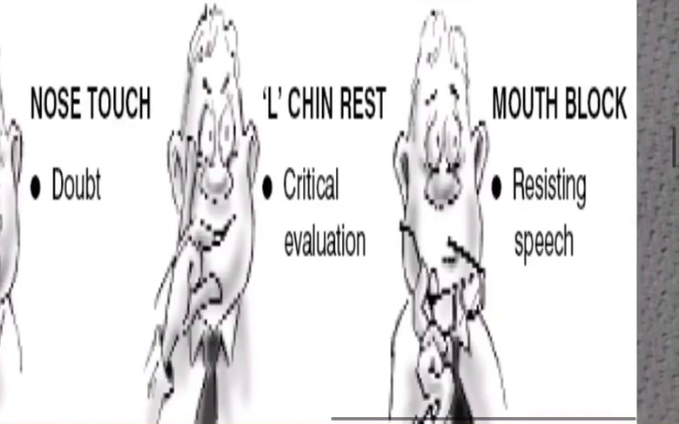What about the L-chin wrist? The L-chin wrist, as you can see here, this is what we do with our hands. So you raise your finger like this, and I think we know this gesture very well. It means you're evaluating. Critical evaluation means you are evaluating a situation, or you're looking at someone with an evaluation. So you're just trying to understand something and evaluate it in your mind. So this is the L-chin wrist.